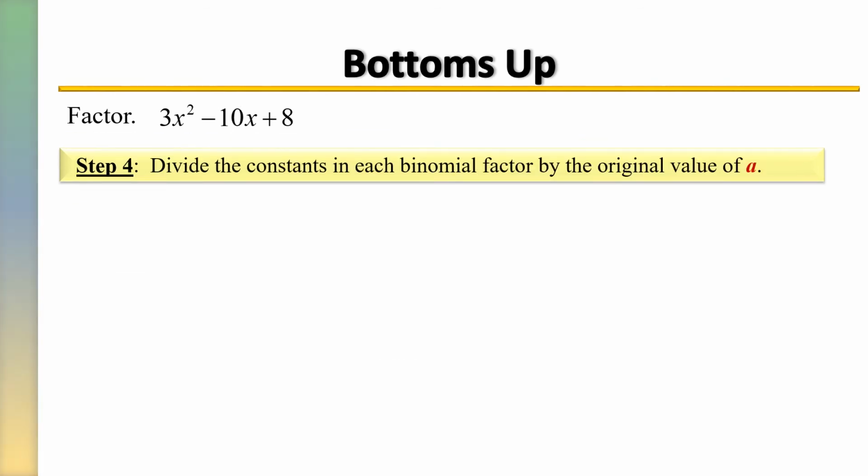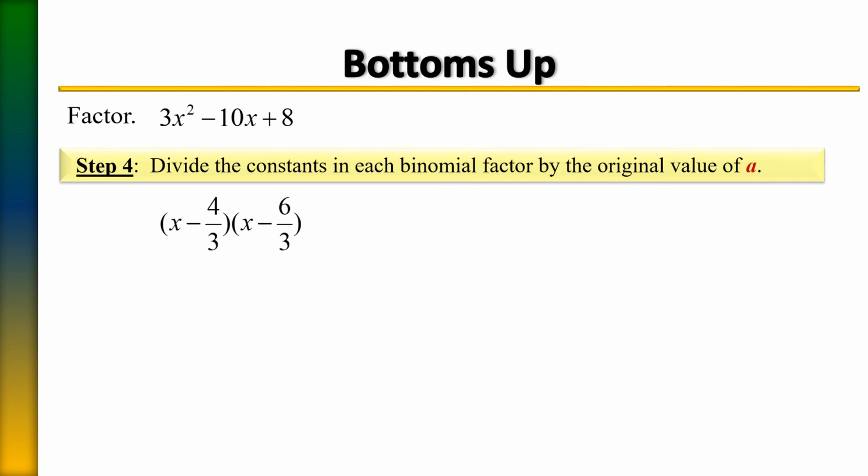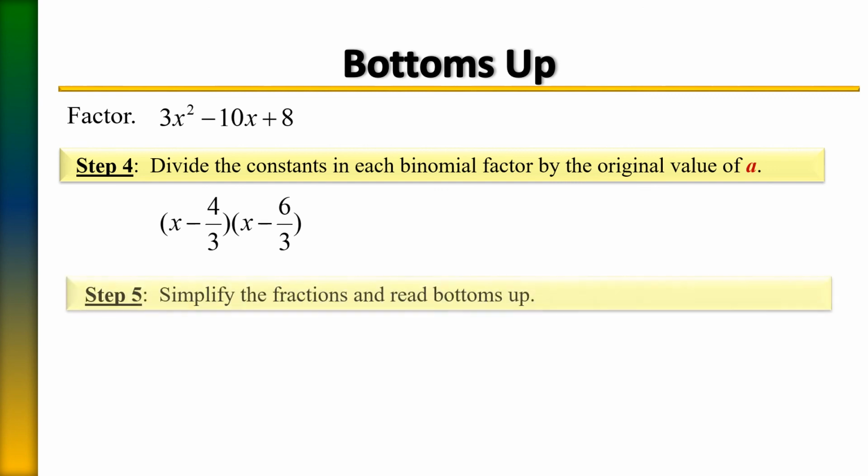The next step in our bottoms up method is to divide the constants, which are the numbers 4 and 6, by the original value of A. And recall A is 3, so divide those numbers by 3, not the x's. We don't divide the x's, just the numbers. And then we're going to simplify those fractions and read bottoms up.